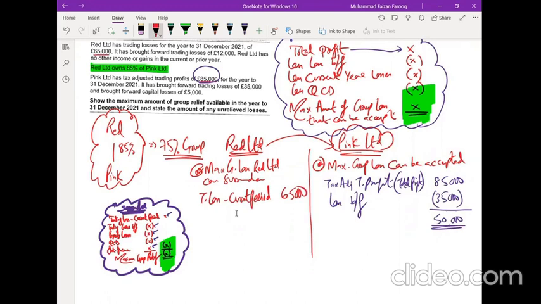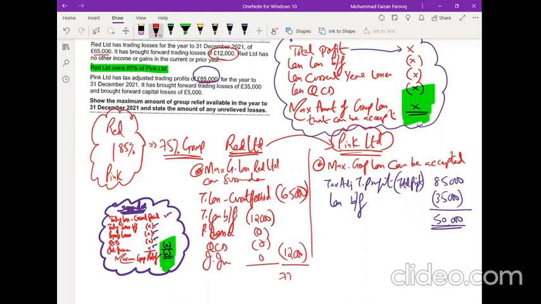Okay, no other income. Any trading loss brought forward? 12,000. This is negative, and this is also negative. Any other thing? Any property losses? No. Any QCD? No. Any interest income? No. The answer is 12,000 negative, negative, negative. So this is the maximum Red Limited can surrender.